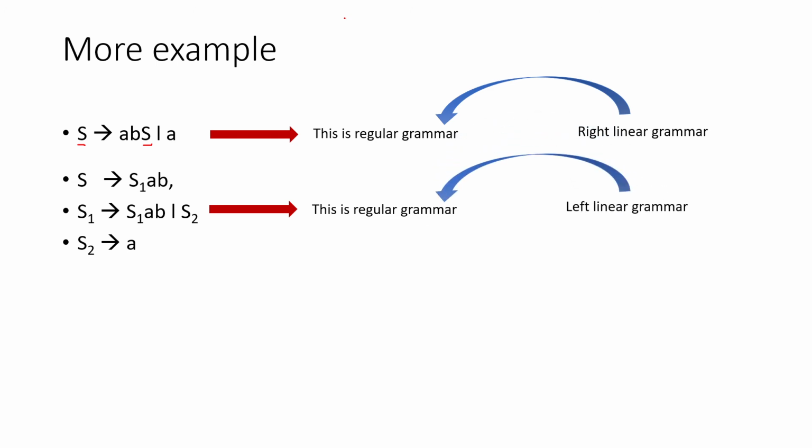Why? The reason is that if you see the number of production rules, how many production rules are present? S2, S1, AB. This is production rule number 1, S1 to S1 AB. This is rule number 2. S1 to S2, this is rule number 3, and S2 to A.